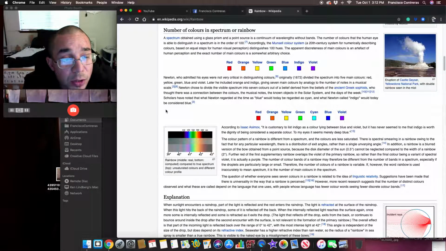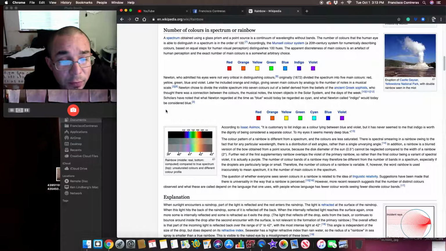There is spectral smearing in a rainbow owing to the fact that for any particular wavelength there is a distribution of exit angles rather than a single unvarying angle. In addition, a rainbow is a blurred version of the bow obtained from a point source, because the disk diameter of the sun, 0.5 degrees, cannot be neglected compared to the width of a rainbow, 2 degrees. Further, red of the first supplementary rainbow overlaps the violet of the primary rainbow.